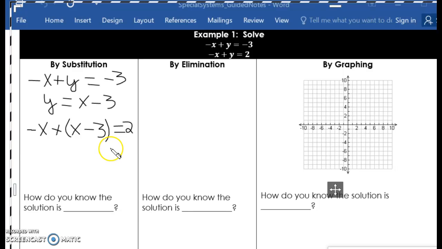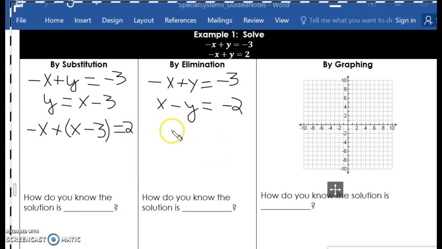Let's pause there and look at how we would do it by elimination. The coefficient on all the variables is 1 or negative 1. And x, it's both negative 1, and y, it's both 1. So if we multiplied one equation through by negative 1, we could add them together and eliminate a variable. So multiplying the second equation through by negative 1 gives us x minus y equals negative 2. And then we would add the two equations together.